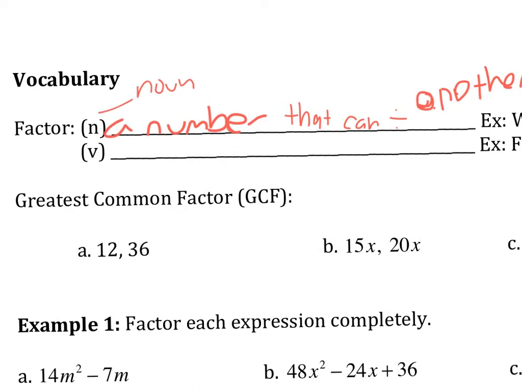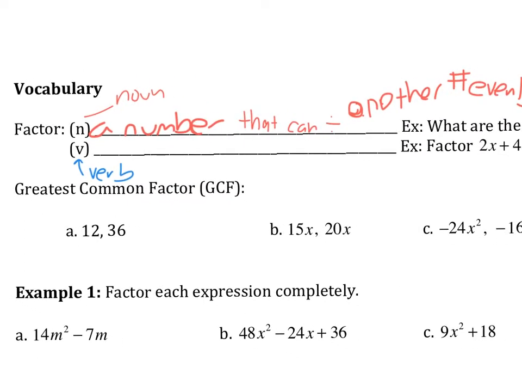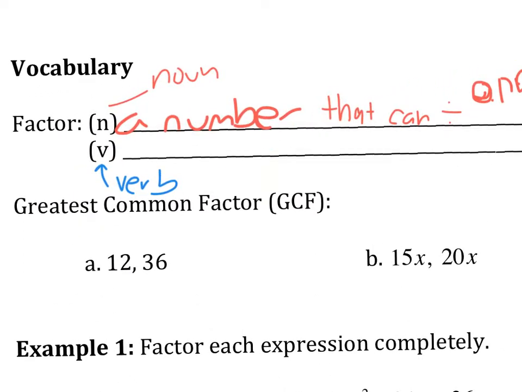All right, the second way we're going to use the word factor is when we use it as a verb. V stands for verb. You don't need to memorize the parts of speech here. I just want to clarify that we do have different ways to do it. So factor, when it says to factor this or factor that, it means to write as a multiplication problem. So take whatever the expression or the number is and turn it into a multiplication problem.